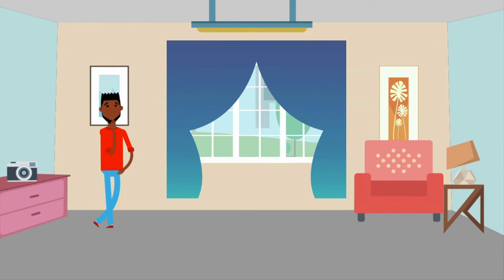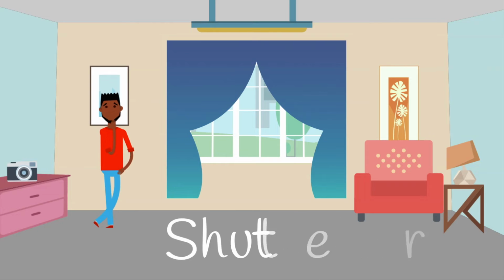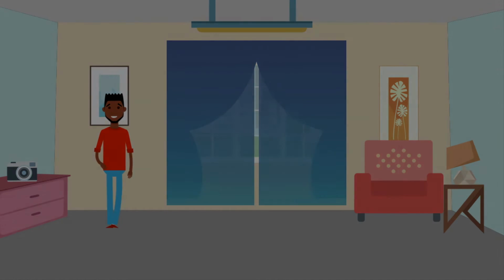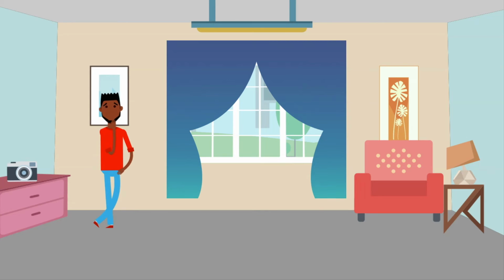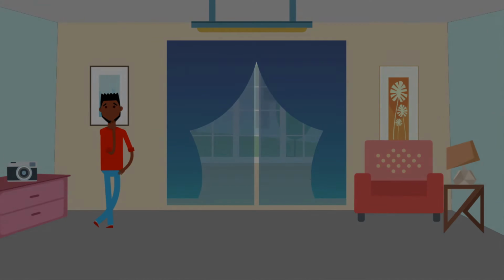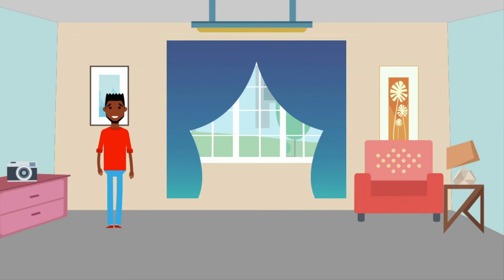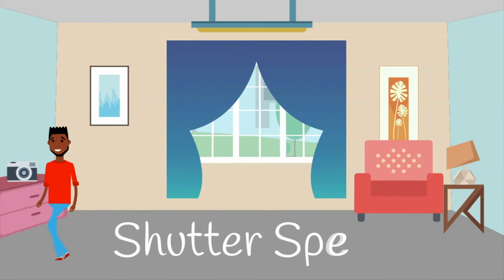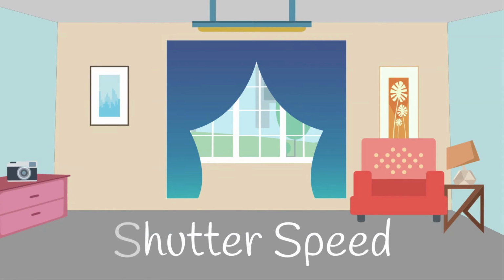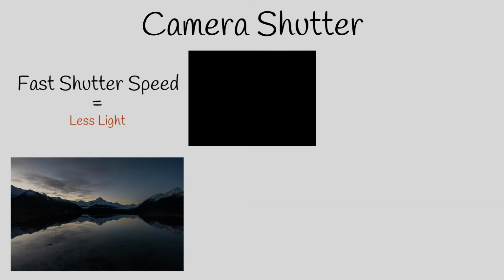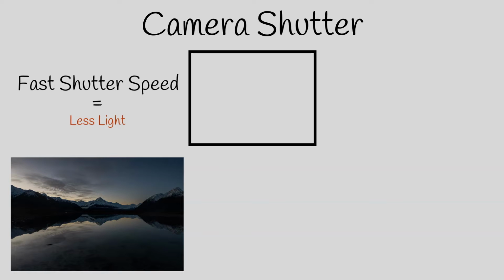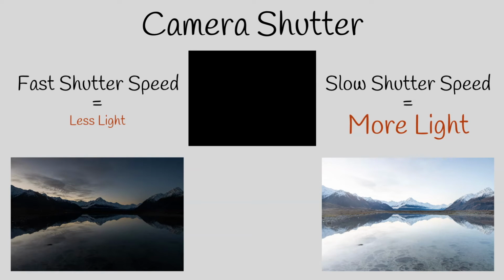Next, the light will have to pass through a part of the camera called the shutter. Think of the shutter like the curtains at home. When the curtains are closed, you block light from coming in, but when you pull them open, light will be able to pass through. How fast you open and close the shutter will then determine the amount of light that goes through. That is why we call this setting the shutter speed. A fast shutter speed will let less light in, while a long shutter speed will allow more light to enter.